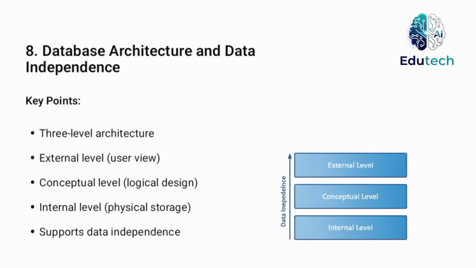Database architecture and data independence. DBMS follows a three-level architecture to separate user views from physical data storage. The external level represents different user views and provides security by restricting access. The conceptual level defines the logical structure of the entire database, including entities, attributes, and relationships. The internal level describes how data is physically stored on storage devices.